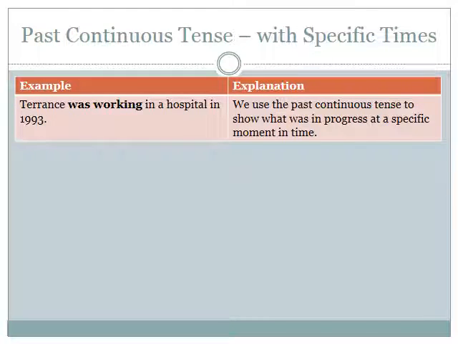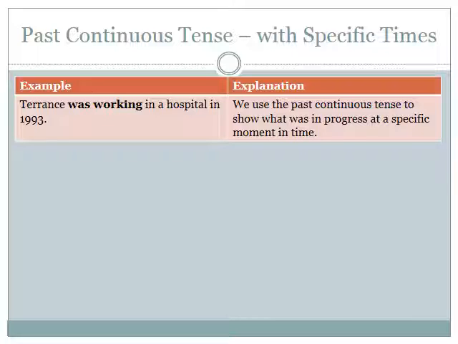So then let's talk about the past continuous. Now we're going to look at three different ways of using it, but the basic meaning of the past continuous is we're talking about an action that was in progress at some time in the past, and we're specifying the time that happened.